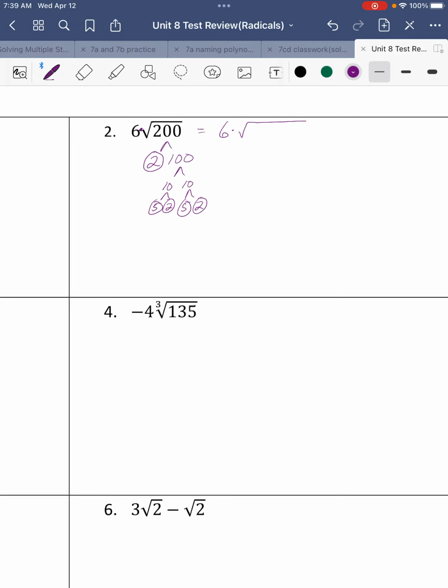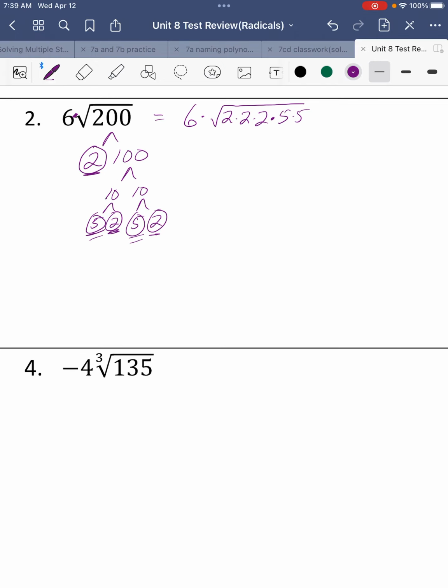Now what I'm going to do is rewrite the 6 times the square root of 200. Instead of 200, I'm going to write three 2's and two 5's. And it's a square root, so we're looking for pairs. So we have a pair of 2's and a pair of 5's. The 6 is going to be outside. 2 times 2 is 4, and the square root of 4 is 2.